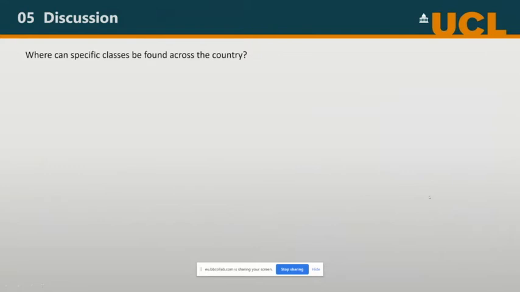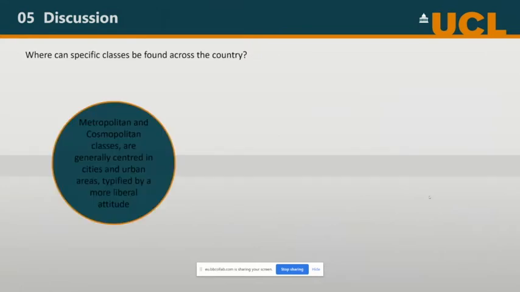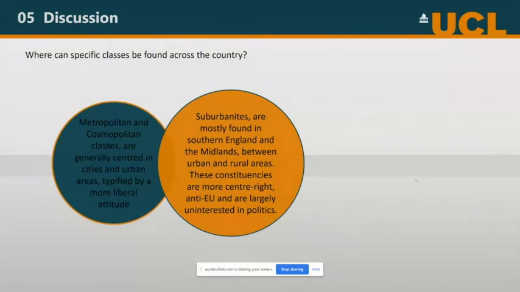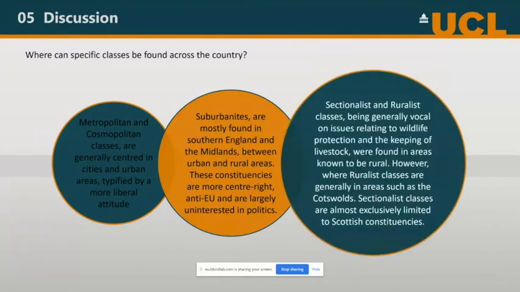So where can specific classes be found across the country? Metropolitan and cosmopolitan classes were generally centred in cities and urban areas and are typified by a more liberal attitude in terms of political allegiances. Suburbanites, often found in southern England and the Midlands, as you would expect, between the urban and rural boundaries, and these constituencies are generally more centre-right, anti-EU, and are largely uninterested in politics in general.